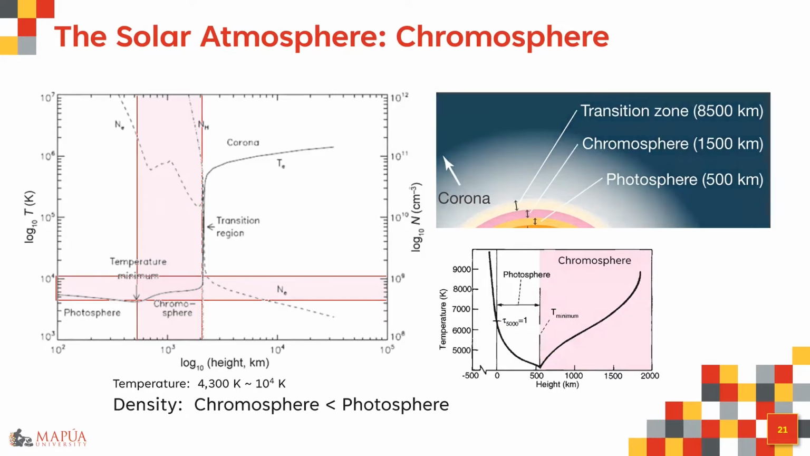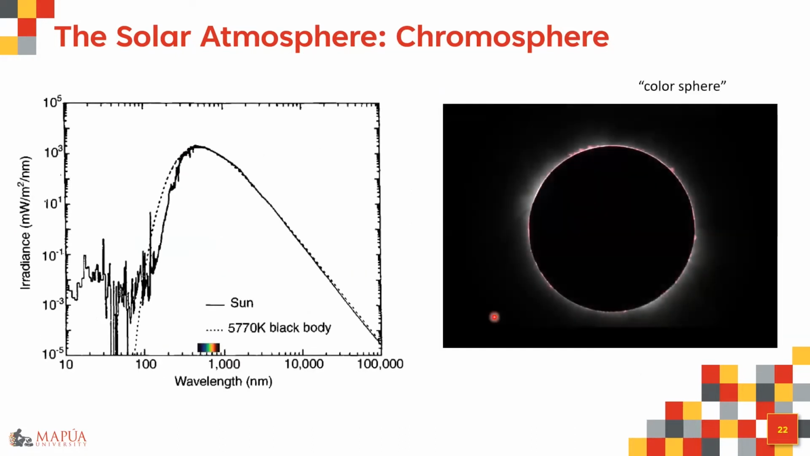Furthermore, we can observe the chromosphere. We first observed the chromosphere during an eclipse, because when you have an eclipse, what you can see is this thin red layer that is colored during an eclipse.